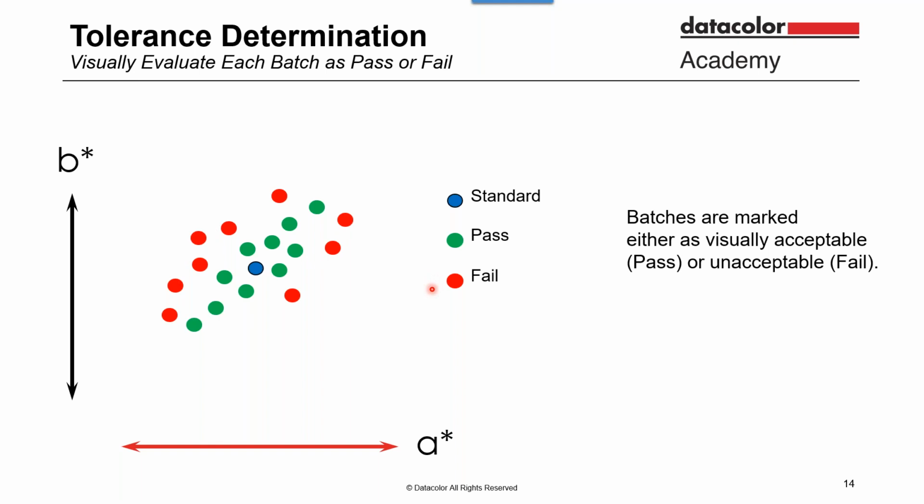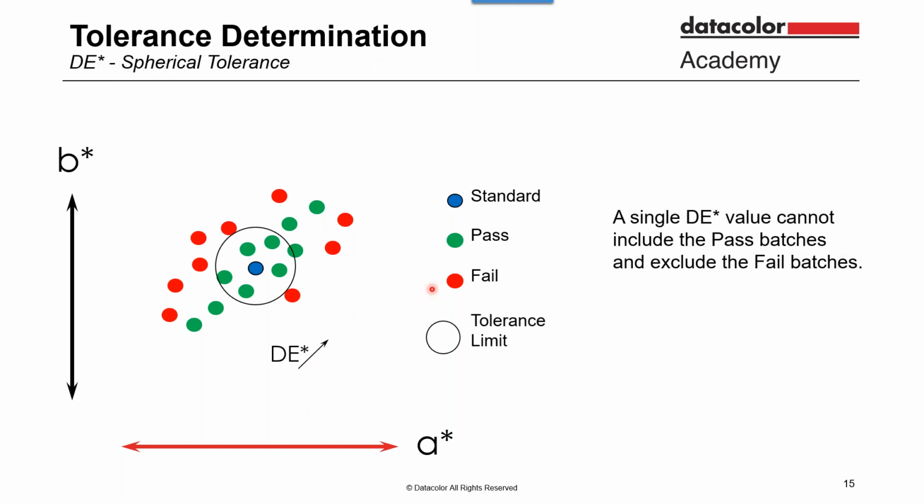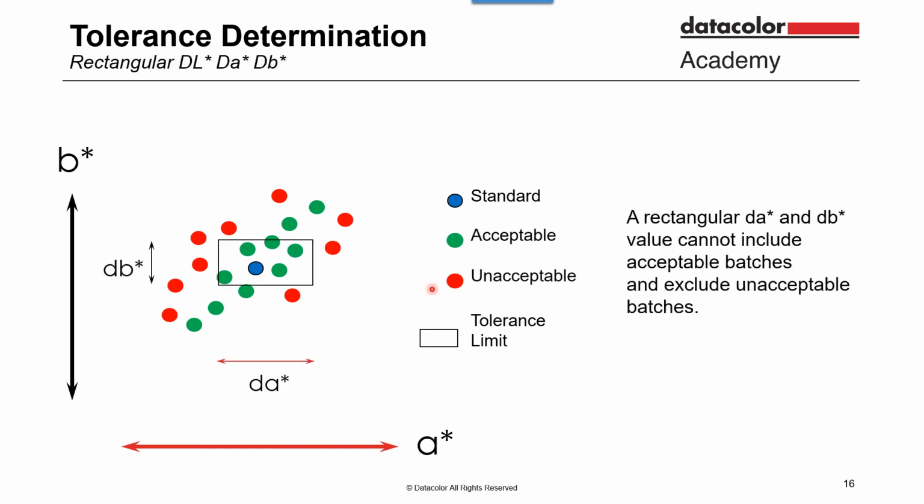So now the goal is, how do I create a tolerance for this? Well, one way is with a DE tolerance, which is going to be the spherical tolerance, or in this a-b plane, a circle. I'm going to try and get this circle around the pass samples and exclude the fail samples. But as you can see, with a situation like this, it's not that easy. I can get around some, but not all of them. If we take a different case, using rectangular delta L, delta a, delta b, in the a-b system, again I could get around some, but not all of the samples. I don't have the capability to get around all these samples.